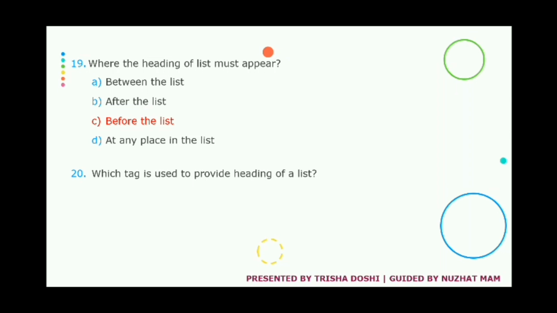Question 20. Which tag is used to provide heading of a list? A. Heading tag, B. H1 tag, C. LH tag, D. H6 tag. The correct answer is C. LH tag.